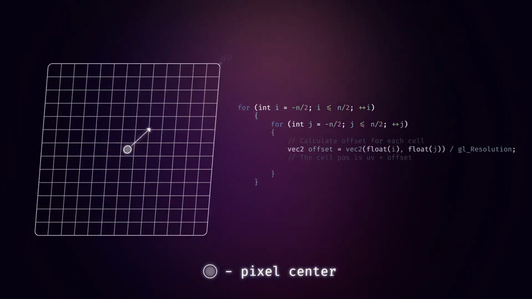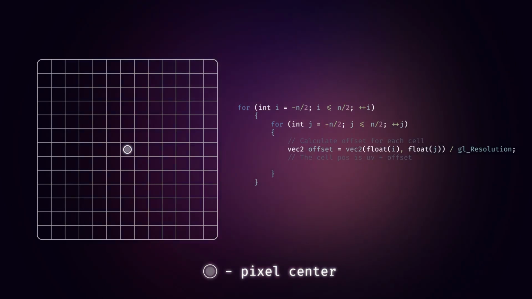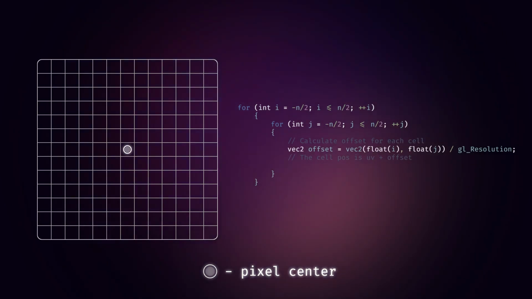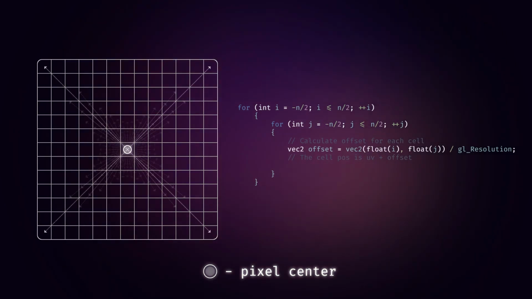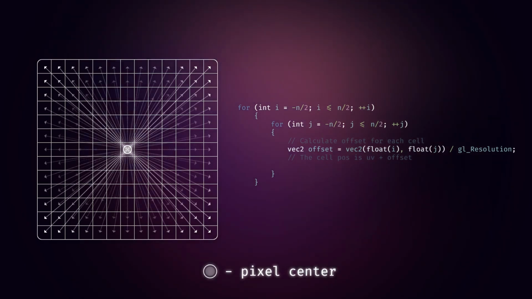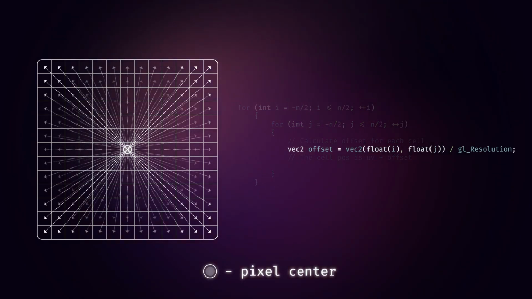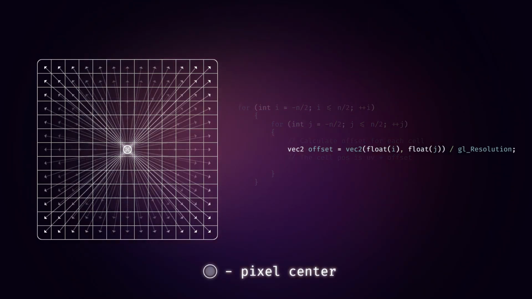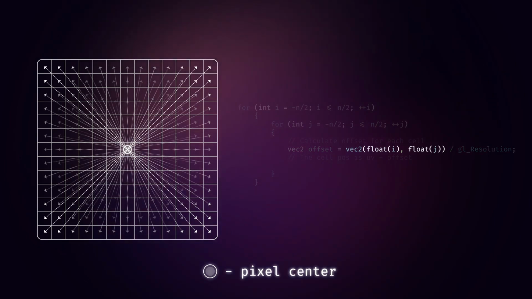Now, since we know where the current pixel, aka the grid center, is on the screen, we can compute each neighbor position relative to the center by simply adding an offset to the current pixel's coordinates. That offset is calculated using the loop variables i and j, and is divided by the image resolution. Dividing by the resolution turns the offset from integer pixel counts into float texture coordinates.